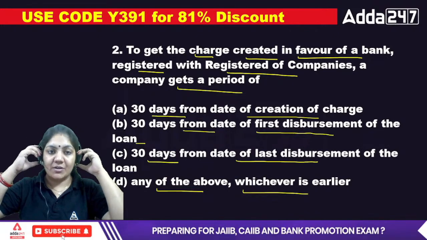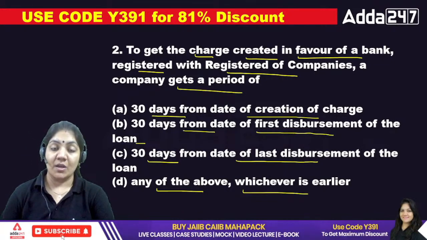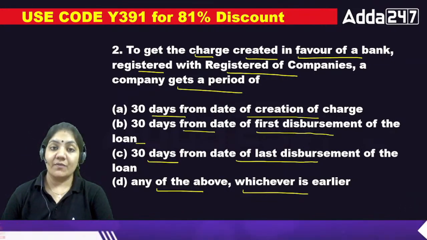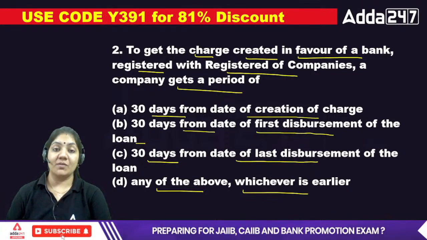This question is from the registration and satisfaction of the charge. So to get a charge created in favor of a bank registered with the Registrar of Company, a company gets the period of what?